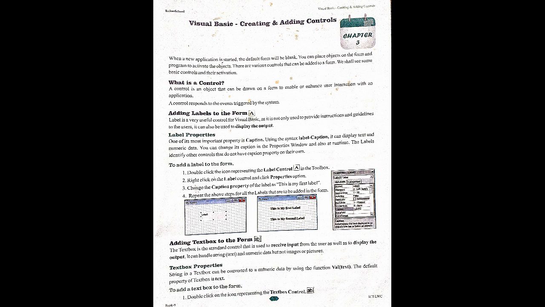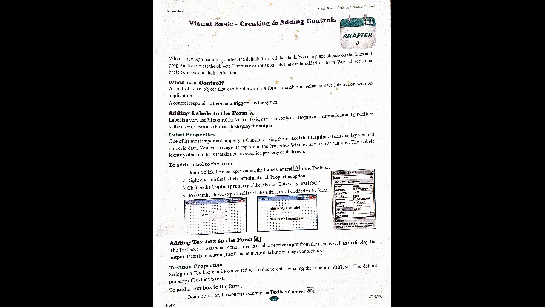What is called control? A control is an object that can be drawn on a form to enable the user interaction. First one, adding labels to the form. First we learn label box, that is in toolbar you can see capital A icon. Now let us see how to place the label box in the form.